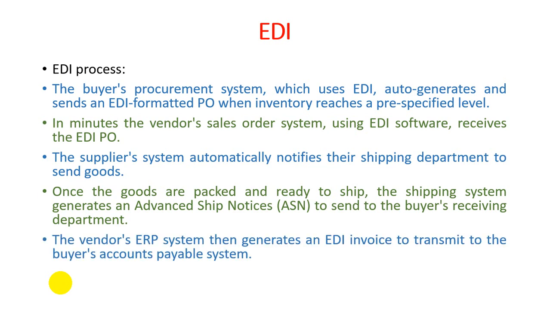Then the vendor's ERP system generates the EDI invoice and transmits it to the buyer's accounts payable system, and then the receiver receives the actual amount bill from the vendor's ERP system.